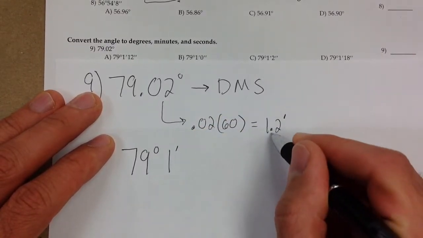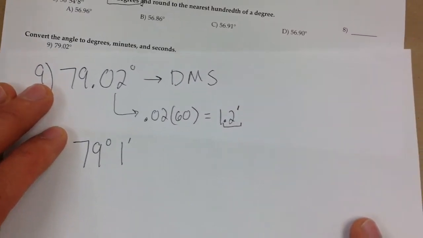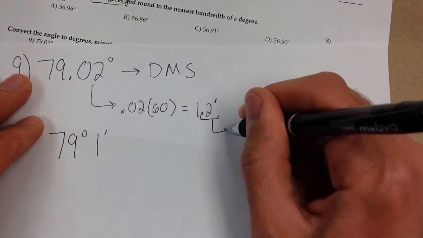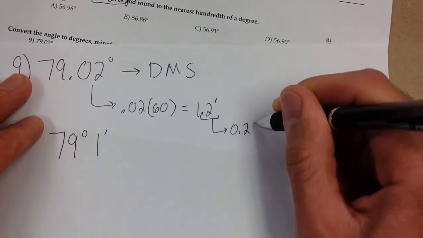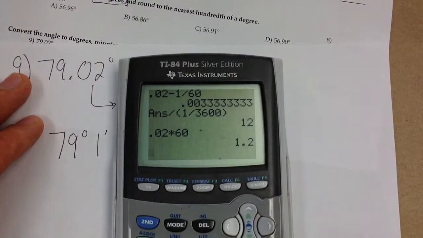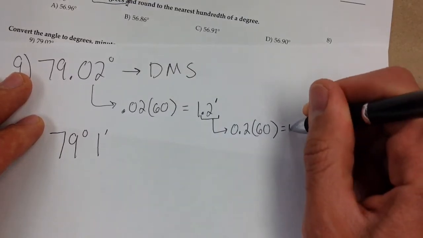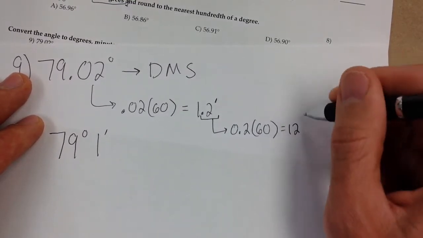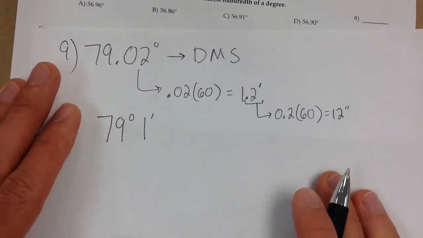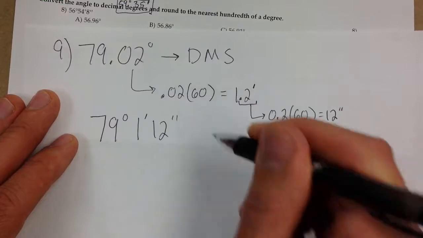Then to find the seconds part, you take this decimal portion here, the 0.2, and multiply that times 60. So in other words, you figure out how many seconds are in 0.2 of a minute. And there are 12. Okay, so 79 degrees, 1 minute, 12 seconds.